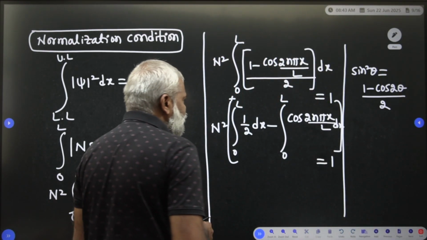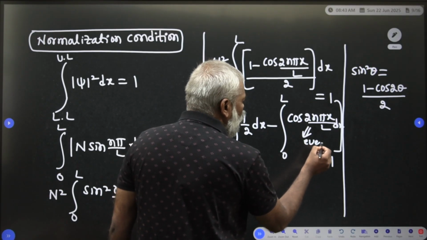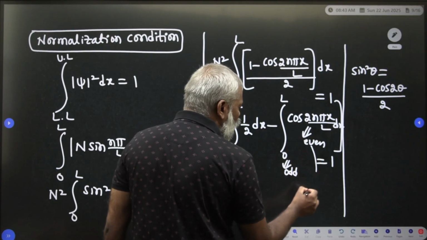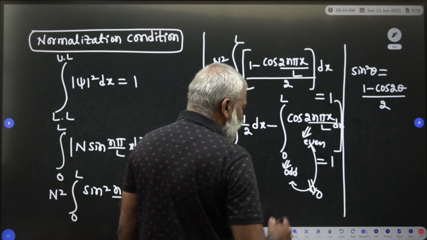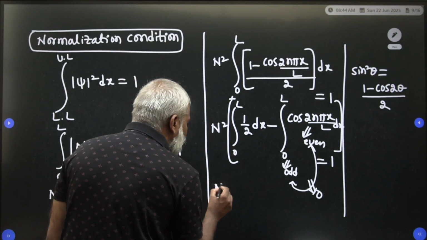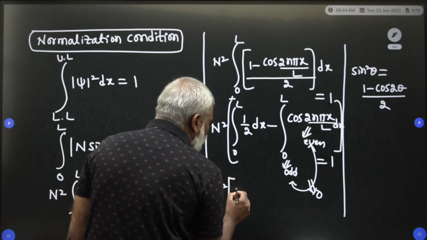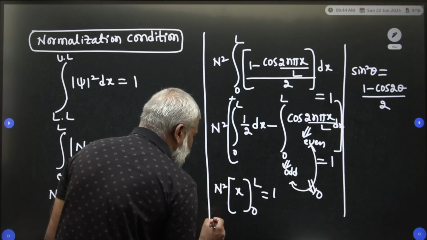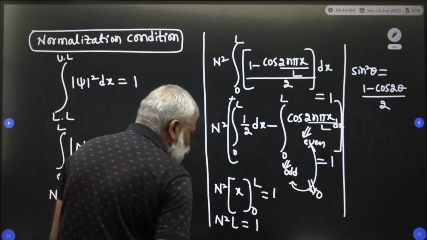Now, this is an even function and this limit is an odd limit. If you integrate an even function over this limit and substitute, you get 0. Now N square into integral dx is equal to x, you apply the upper limit and lower limit, which gives L. So therefore N square into L is equal to 1.